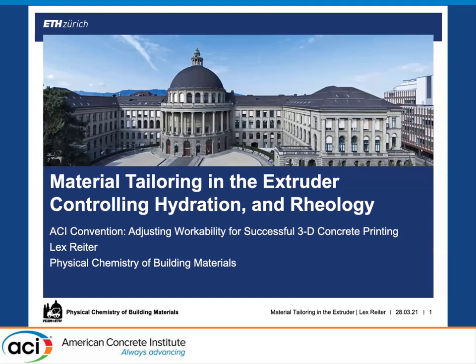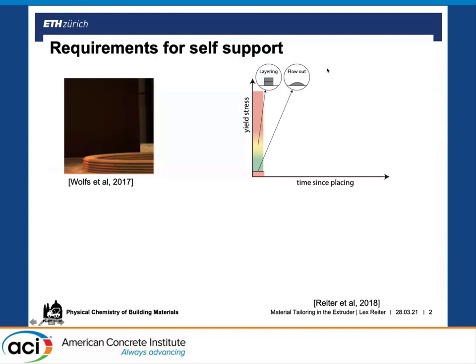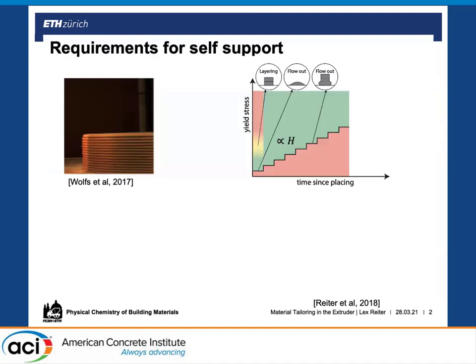My thesis revolved a lot around material tailoring in the extruder, which is essentially about controlling hydration and rheology. What was shown already before was that for 3D printing, for self-support, we have a certain minimum requirement on the yield stress, which is to be able to print the first layer. And at the very minimum, this yield stress has to evolve with the height of what we are printing.